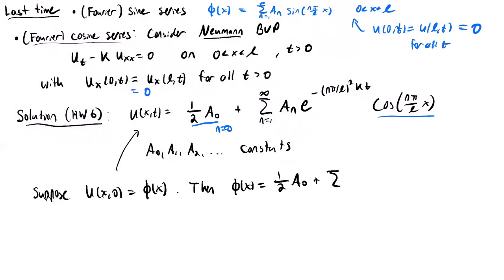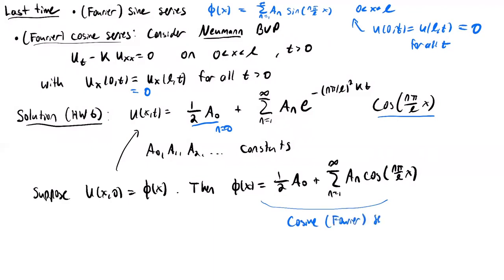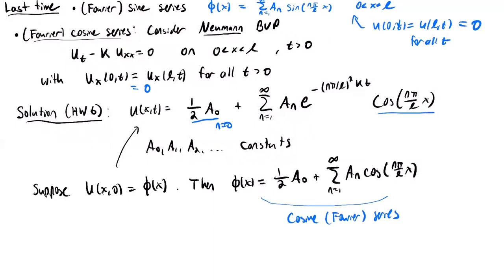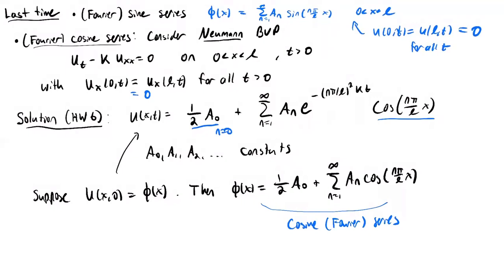And then, if I plug in t equals zero to this infinite sum, the only thing that depends on t is the exponential term. When I plug in t equals zero, I have e to the power zero, so I get one for that. And so I just end up with the sum from n equals one to infinity of a_n times cosine of n pi over L x. This is what's called a cosine Fourier series, or Fourier cosine series if you switch the order. You'll see people write this in different orders.